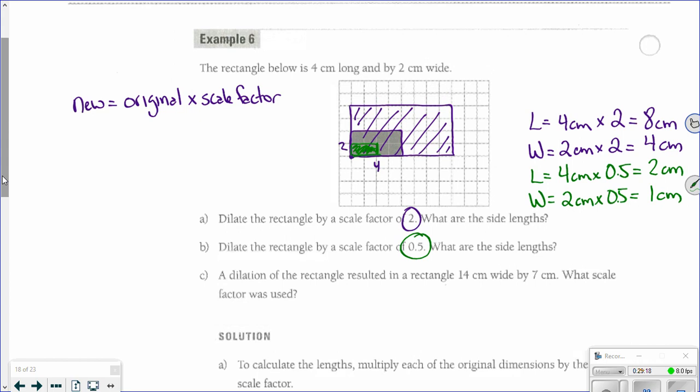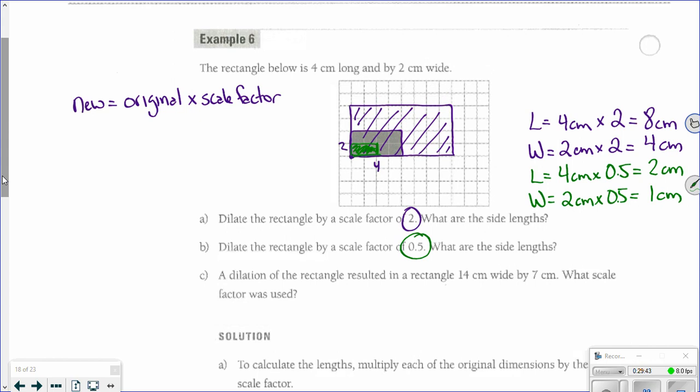In each case, whether it got bigger or smaller, I still have right-angled corners and a consistent size ratio. For my enlargement, I made my sides bigger by a factor of 2, so times by 2 in both cases. In my reduction, I times by 0.5 in both cases. I still have similar figures.